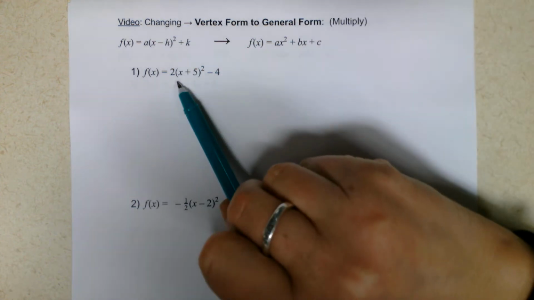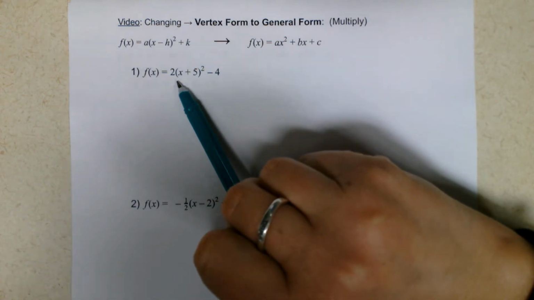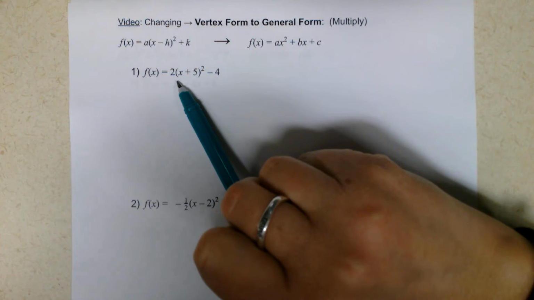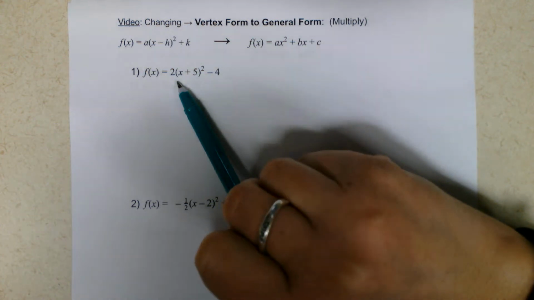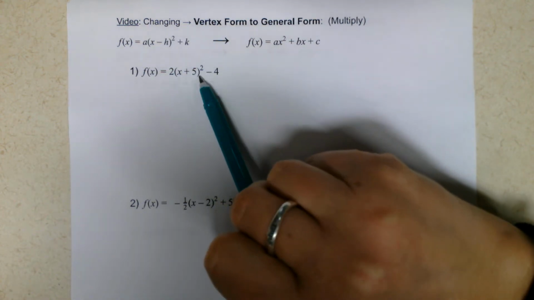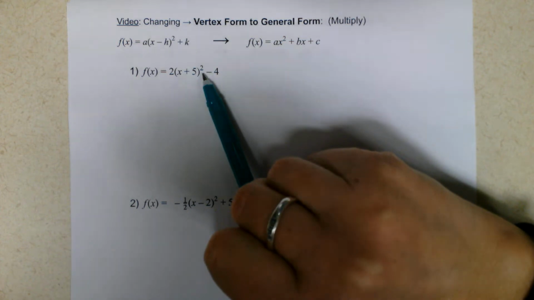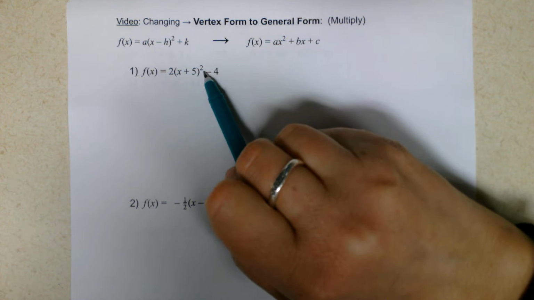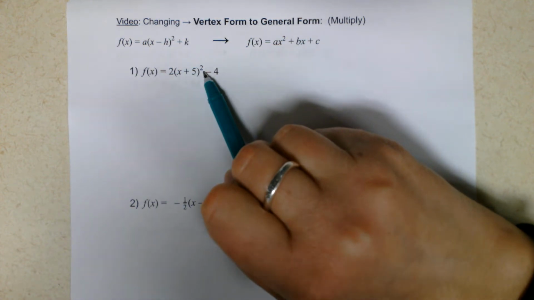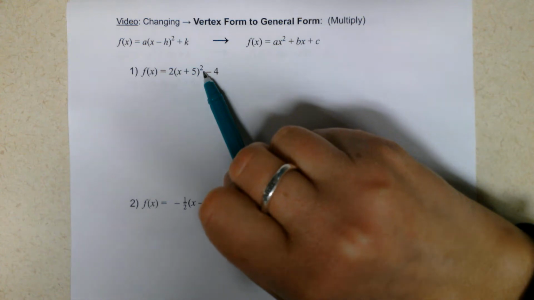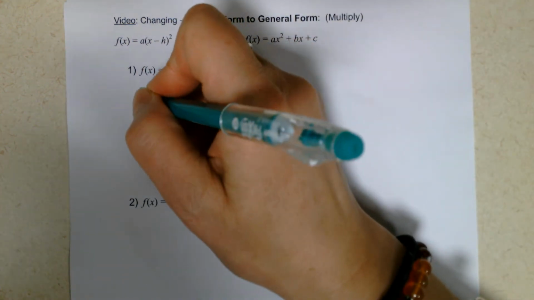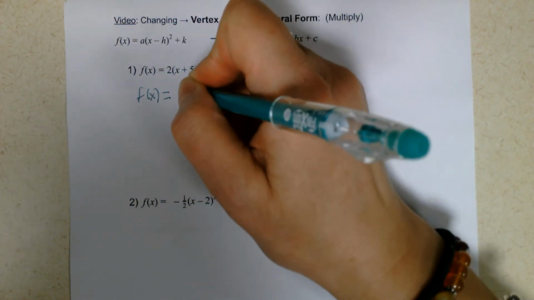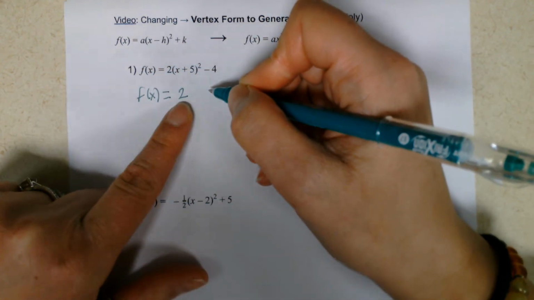Okay, here we see that we have vertex form, f of x equals 2 times the quantity x plus 5 squared minus 4. Now this square is a problem for a lot of students, young mathematicians. They want to distribute it, but you cannot. That is bad. Don't do that. That's the bane of all math teachers. What you want to do instead is expand it out. What do I mean by expand it out? Make it longer.